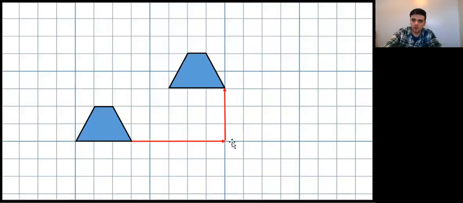But it's not wrong to draw your translation arrows like this either. You can definitely do that. And it's a little bit quicker, especially if you're not measuring. If you're just drawing the translation arrow, that's a great way to do it.